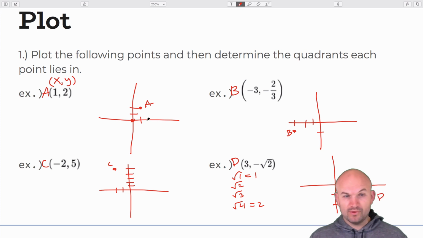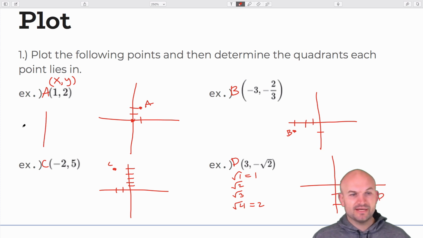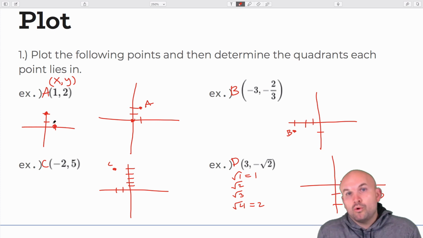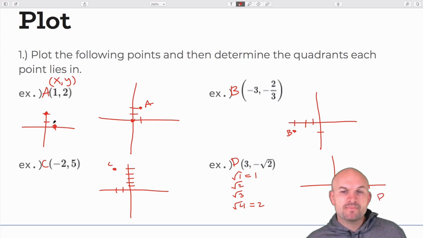So you can go over 1, up 2. I remember when I taught Algebra 1, sometimes students would do this as if it were 2 points. You're not plotting 2 points, you're just plotting 1 point. It has an x and a y coordinate. That was the important idea here, just understanding those distances, because that's going to come up in this lesson.